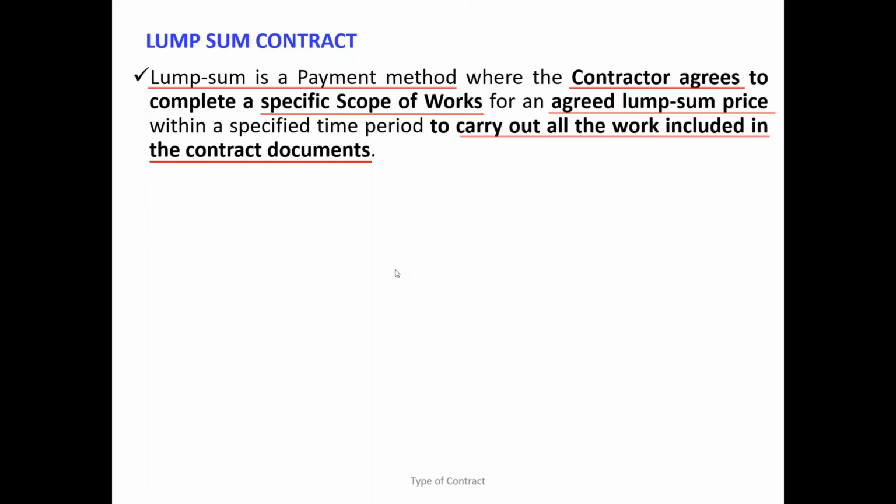You have to give the defined scope of work. Then only the lump sum price will work. If you change the scope of work, what will happen? The price will change. So therefore, lump sum price, contractor agrees to complete a specific scope of work, okay, for an agreed lump sum price. So now, can the contractor do something extra work which is not mentioned in the scope of work in the post contract? Is it possible? No, it is a variation.